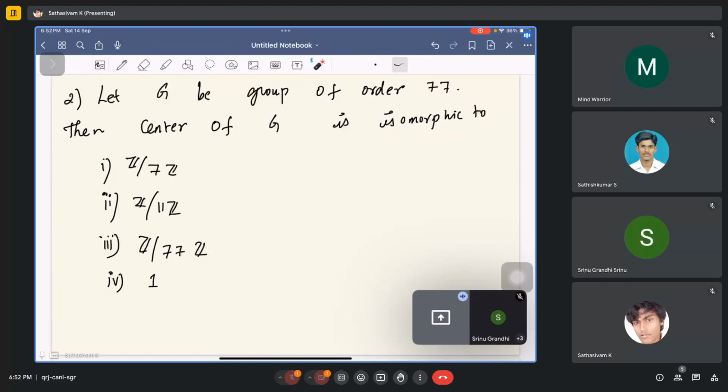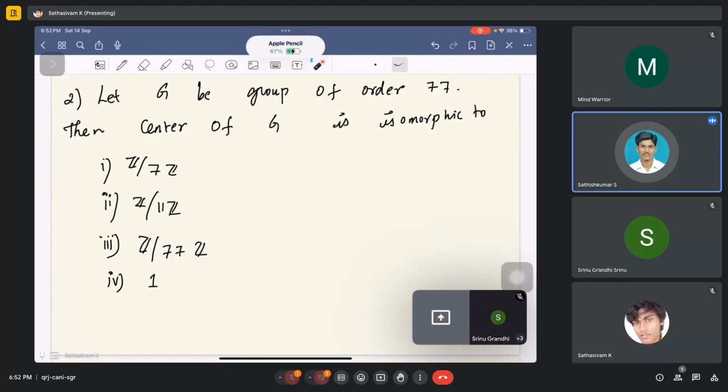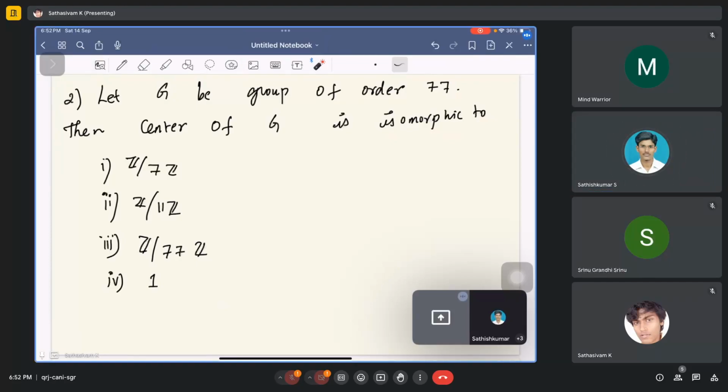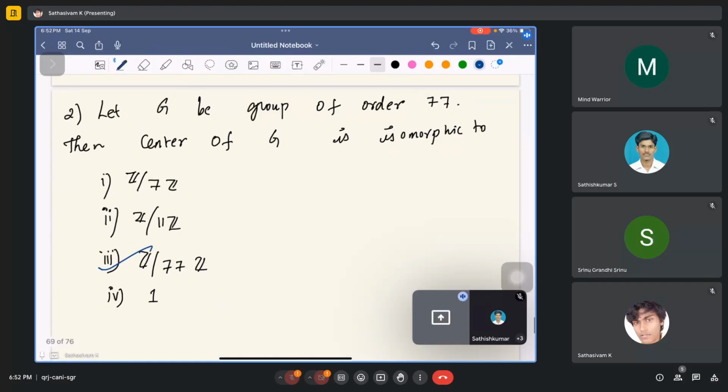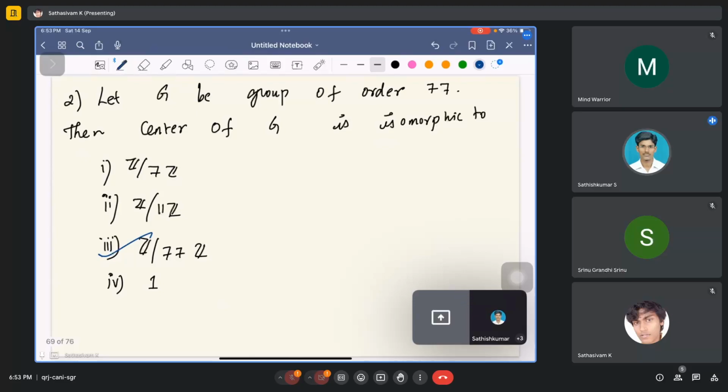The center of this group is isomorphic to either Z mod 7Z, Z mod 11Z, Z mod 77Z, or just the identity. So these are all 4 possibilities. I just gave all 4 of them. So Z mod 77, is it? Yeah, you're right. Can you explain why? Because 77 is a cyclic group, sir. So the center of a cyclic group is the whole group only. And Z mod 77Z is isomorphic to Z77.